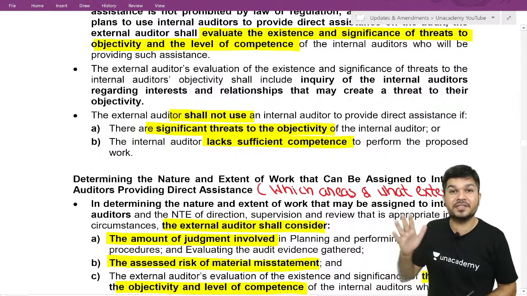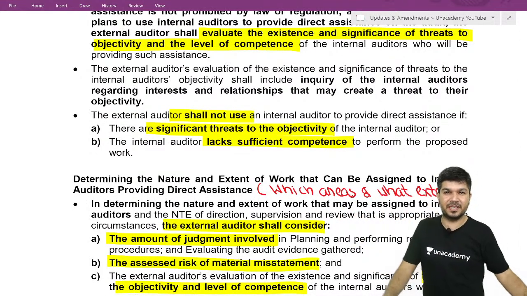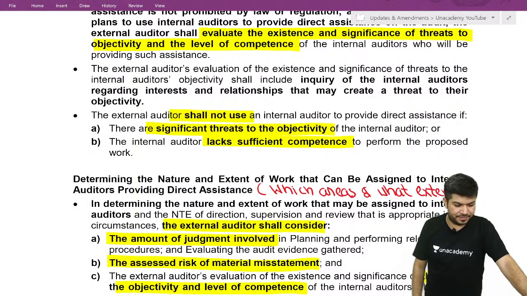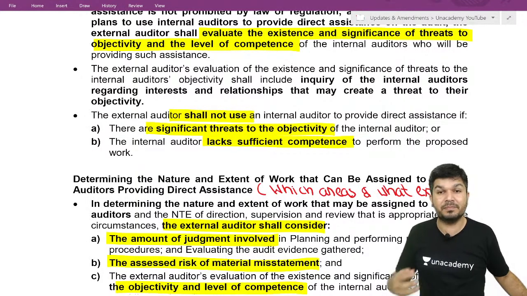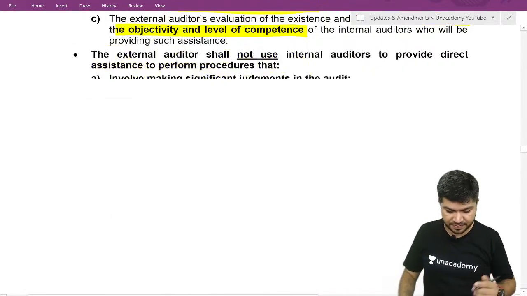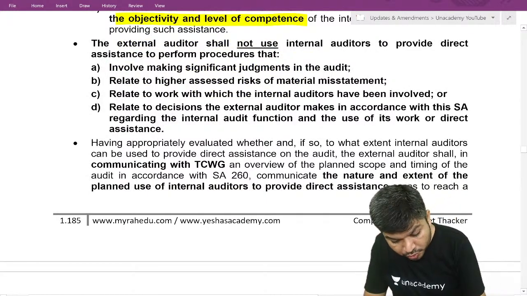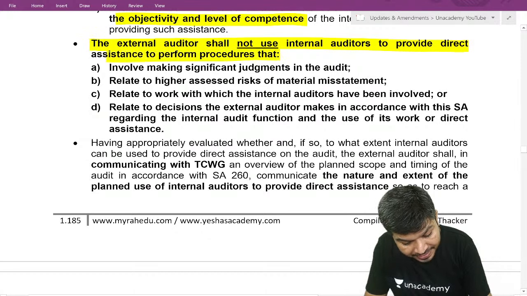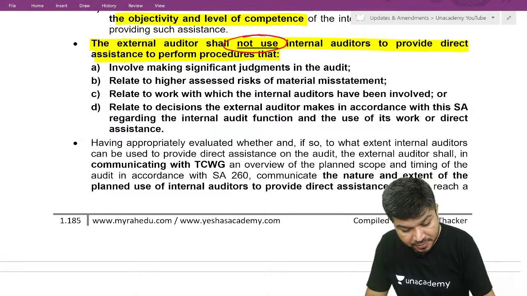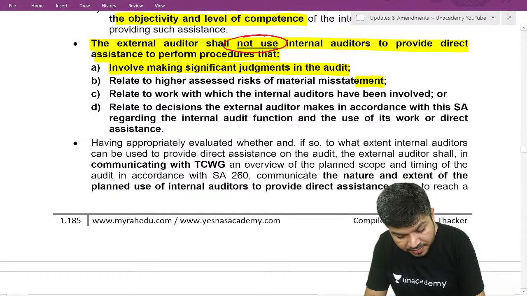See, if an area has higher judgment, should I give it to him or do it myself? Sir, myself. If an area is higher risk, should I give it to him or do it myself? Do it myself. Okay, I need to consider these three things, and clearly they have written you should not use them to provide direct assistance. Where? Where the judgment involved is high, significant judgment, risk of material misstatement is high.